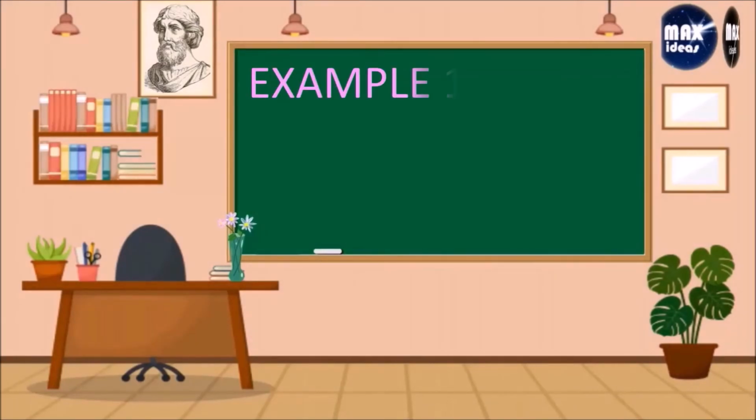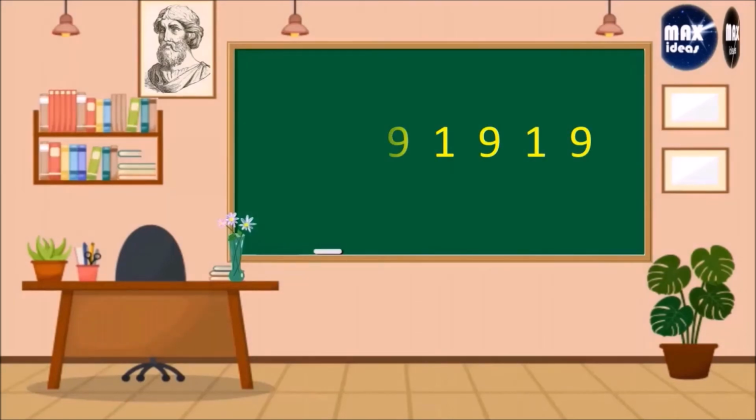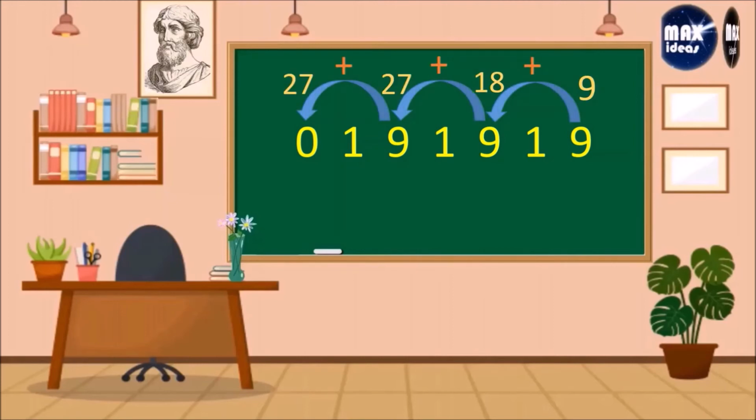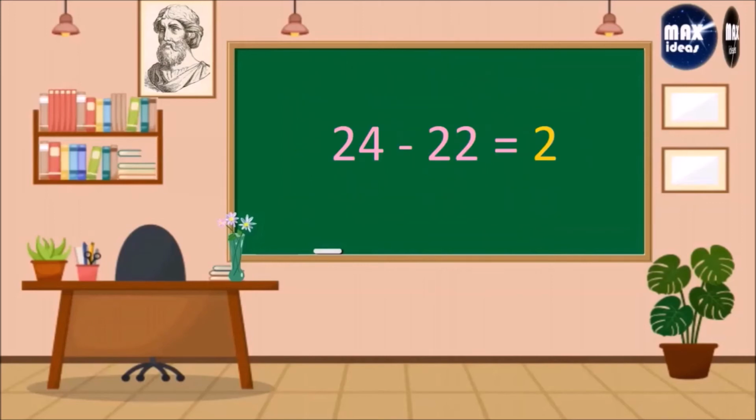Example 1. 191,919. This process requires an odd-digit number. Why? To find alternate digits. Unless it is, you have to put a 0 in front of the number, as it makes no effect on its value. 9 plus 9 plus 9 plus 0 equals 27. 27 minus 1 minus 1 minus 1 equals 24. As it's greater than 22, reject 22. The remainder is 2.